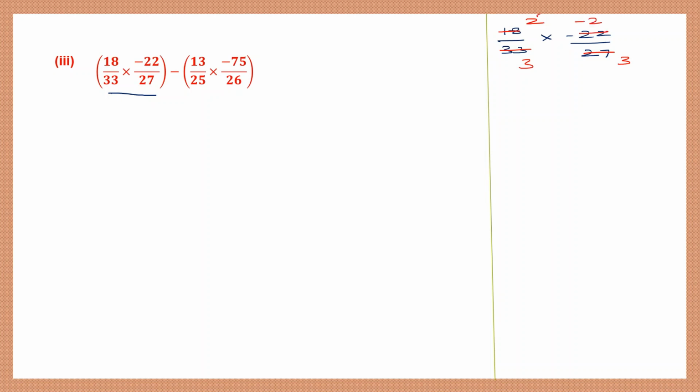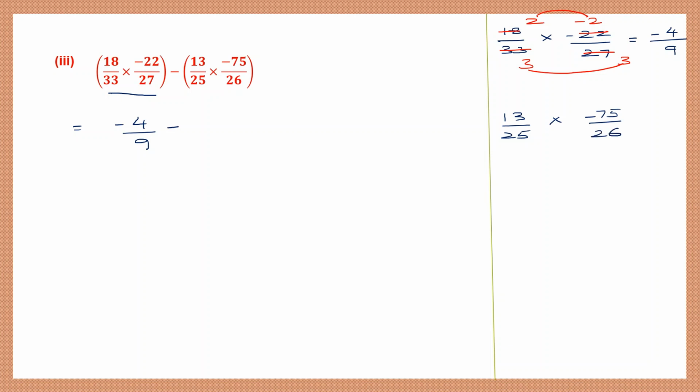Nothing more to cancel, so let's multiply the numerators and the denominators. So numerator 2 into minus 2 is minus 4. Denominator 3 threes are 9. So what do we have there? Minus 4 by 9, which we can write here. Minus 4 by 9 minus, now let's write what's within the second set of brackets, that is 13 by 25 into minus 75 by 26.